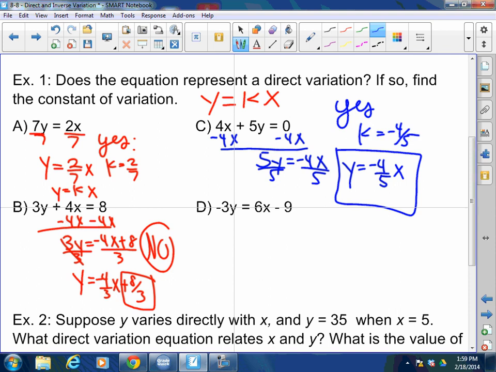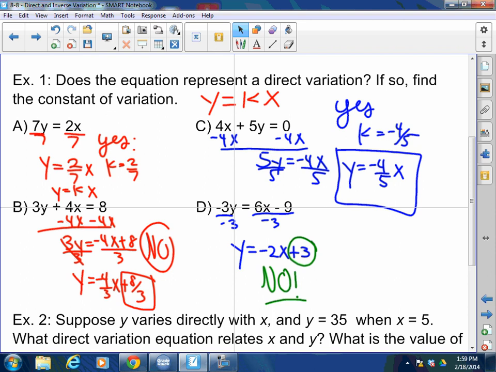And D. I divide by negative 3 to both sides. This is a linear equation. Yes, it is. It is a linear function. Is it a direct variation? No, because of that. So if I give you any function and I say to you, determine if this is a direct variation, solve for y. If you get y equals k times x, you have a direct variation. If not, you're out of luck.